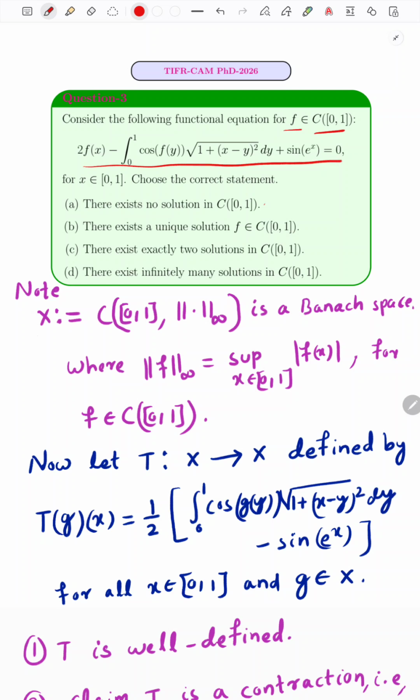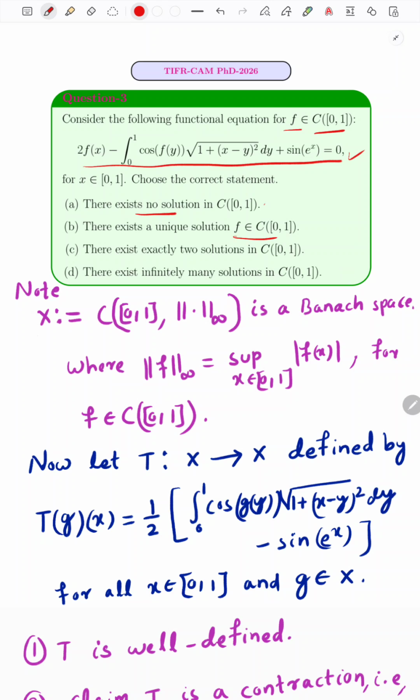Option A is saying that there is no such continuous function which satisfies this equation. Option B is saying that there exists exactly one function f which lies in this space and satisfies this equation. Option C is saying that there exist exactly two solutions in this continuous function space which satisfy this equation, and option D is about infinitely many solutions in C[0,1]. We have to check all these options.